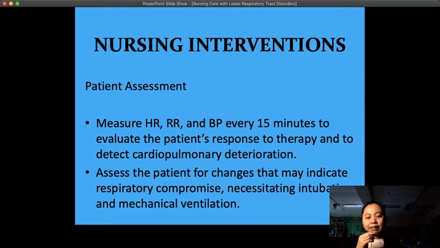Okay? Then assess the patient for changes that may indicate respiratory compromise, necessitating intubation and mechanical ventilation. Okay?